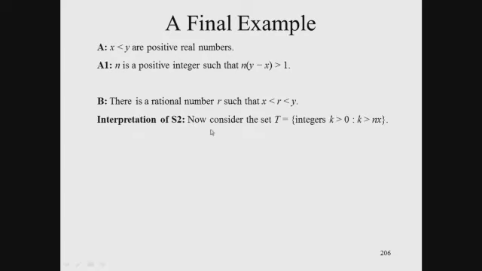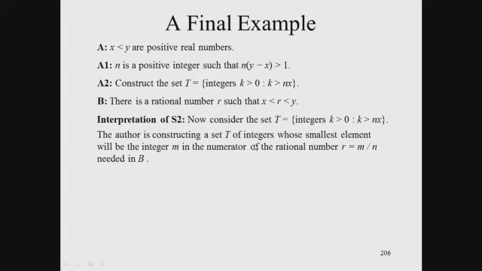Now the author writes S2. Now consider the set T of integers k strictly positive such that k is bigger than n times x. Okay, so the author is creating a set of positive integers, and we know the purpose of this set. What is the purpose of this set? The author is going to do what to this set? Find the minimum. The least element, exactly. And that will be the numerator m in the fraction r. The author is constructing a set of integers whose smallest integer m will be the numerator of the rational number.